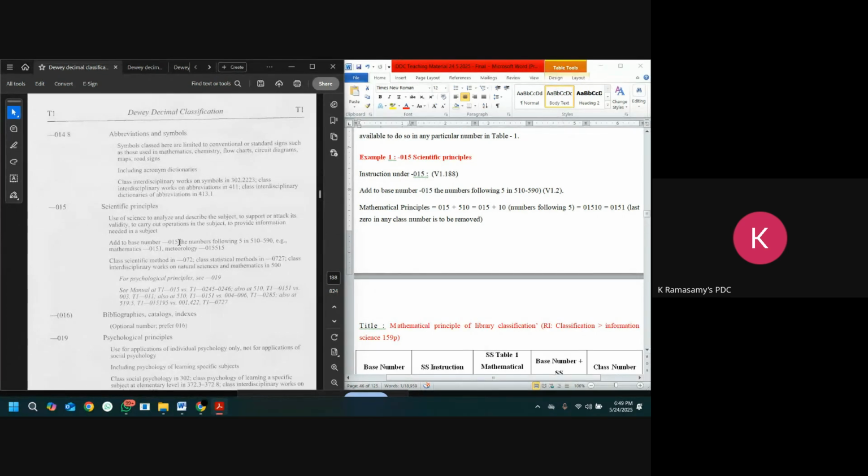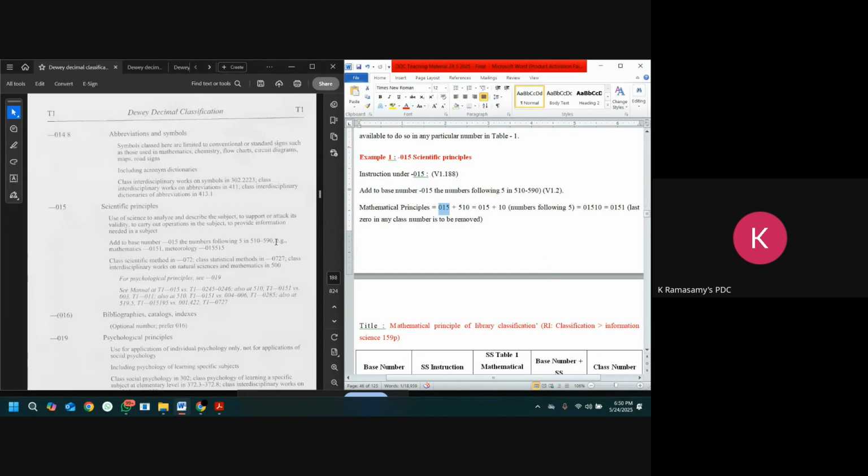Add to base number 015. You can add to this number numbers following 5 in 510 to 590. For example, this scientific principles. No, I want to have something called mathematical principles. What is the number for mathematics? 510. What is the base number? 015. You add both. Oh, you're going to add it now.